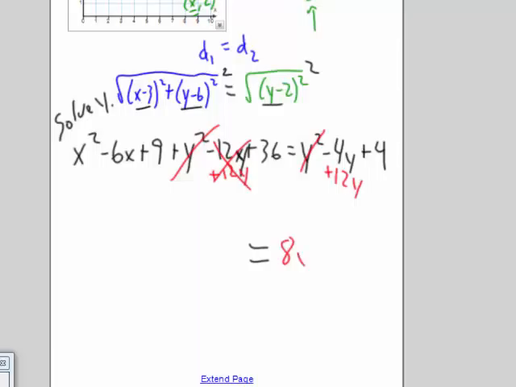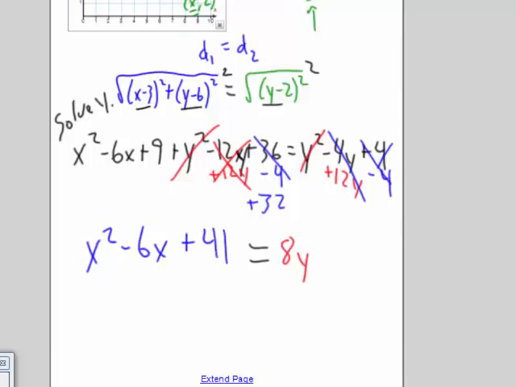This would be 8y. And then I'm also going to subtract this 4. So I'm just going to subtract it from the 36. That's fine. So this really becomes 32. And now I can simplify things on the left side of the equal sign. So I got x squared minus 6x, and 9 and 32 make plus 41.